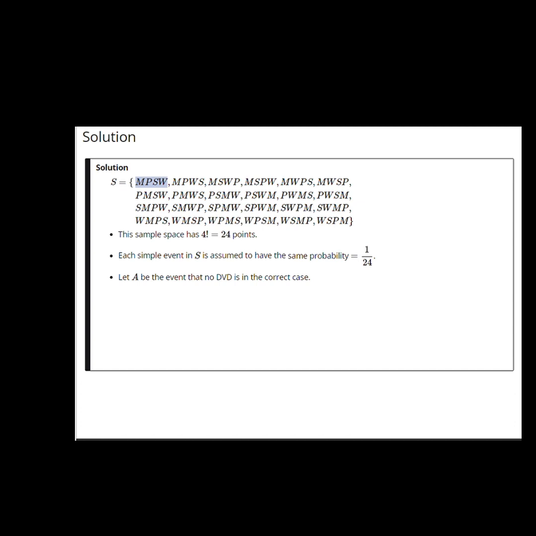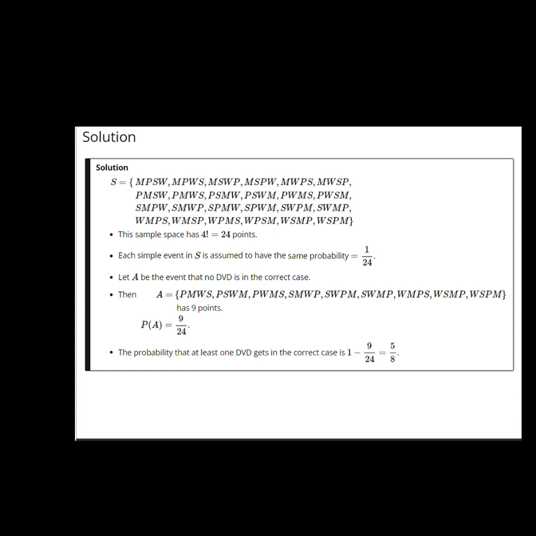Let's list the points in A such that no DVD ends up in the correct case. In other words, we wish permutations of the letters M, P, S, and W such that there's no match between that permutation and the correct order, MPSW. For example, PMWS is a candidate. A in this case has a total of 9 points, so the probability of the set A is 9 over 24, which is 1 over 24 added together 9 times. The probability that no DVD ends up in the correct case is 9 over 24. The probability at least one DVD ends up in the correct case is 1 minus that, which is 15 over 24, or 5/8.